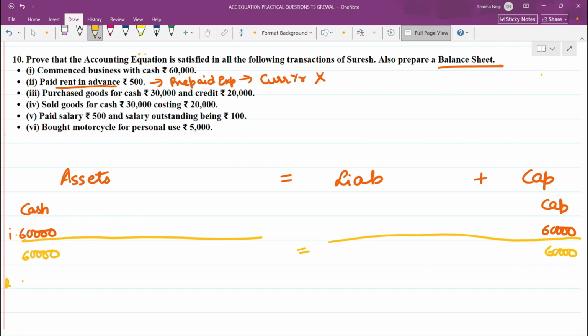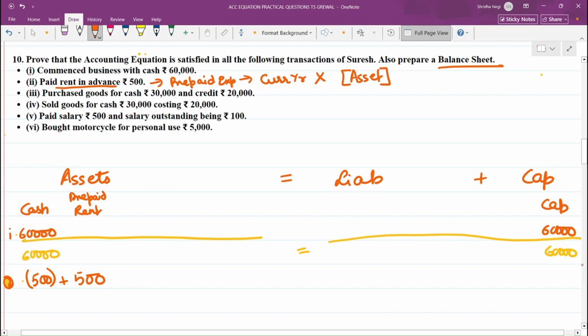So the second one. Now paid, it's prepaid expense. So prepaid means your cash is going, you have already paid for the next year. So cash will decrease by 500 and prepaid expense is like an asset. It is like an asset for the business. Why? Because you have already paid for the next year. So one more item will come under assets, that is your prepaid rent. Writing prepaid rent under assets, you will write plus 500. This is your prepaid rent. Nothing will get affected in liabilities and capital. Okay?